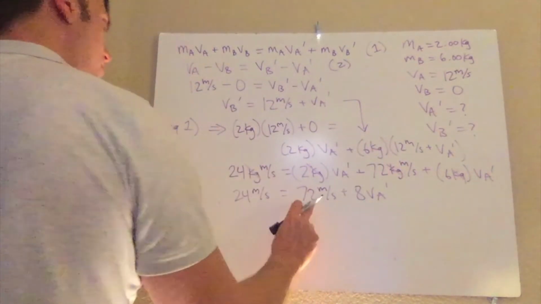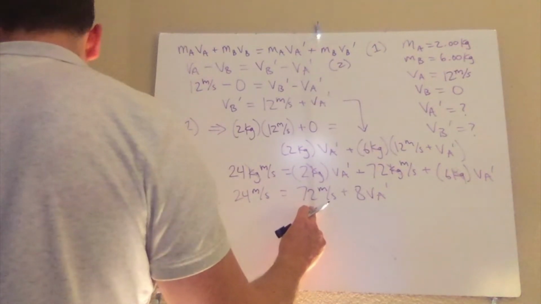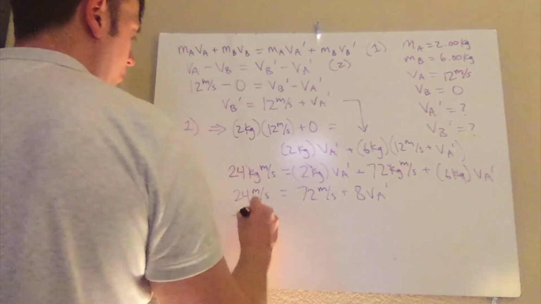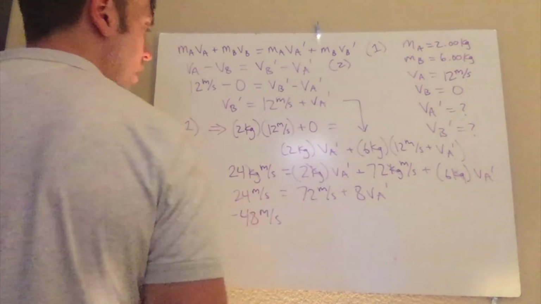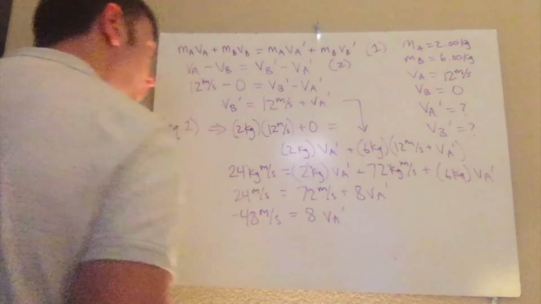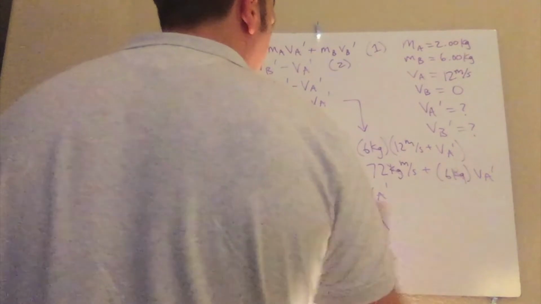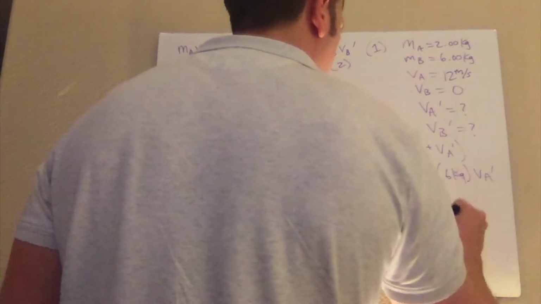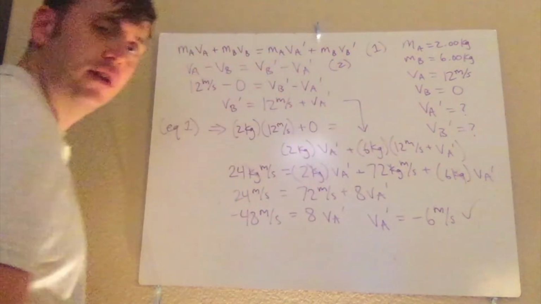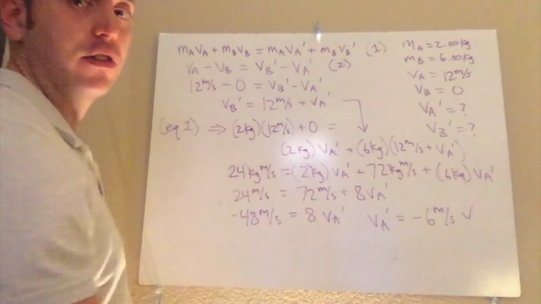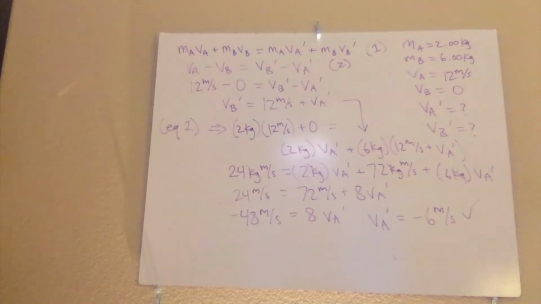So I'm going to subtract 72 on both sides. 24 minus 72 is negative 48 meters per second. What does that equal? 8 VA prime. So for VA prime, just take negative 48 divided by 8. That's negative 6 meters per second. So that negative sign means that object A has reversed its direction. It's bounced backwards. It's moving the other way after collision.